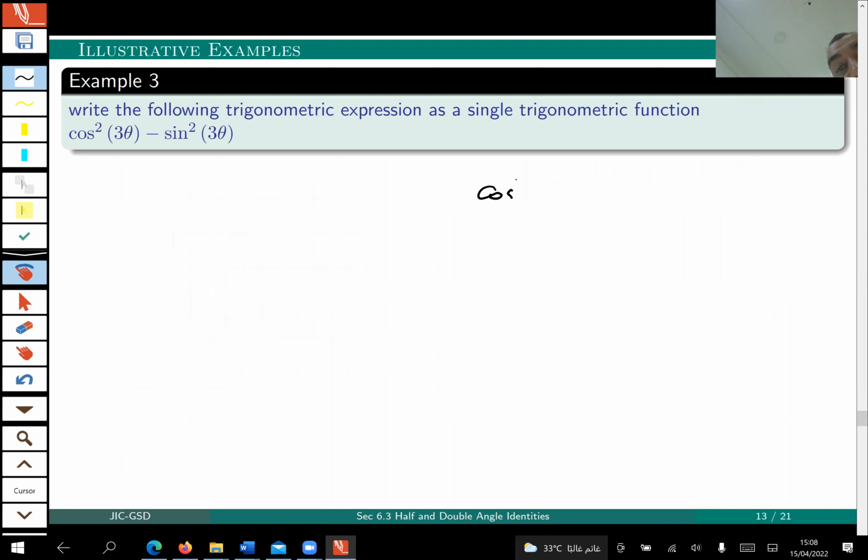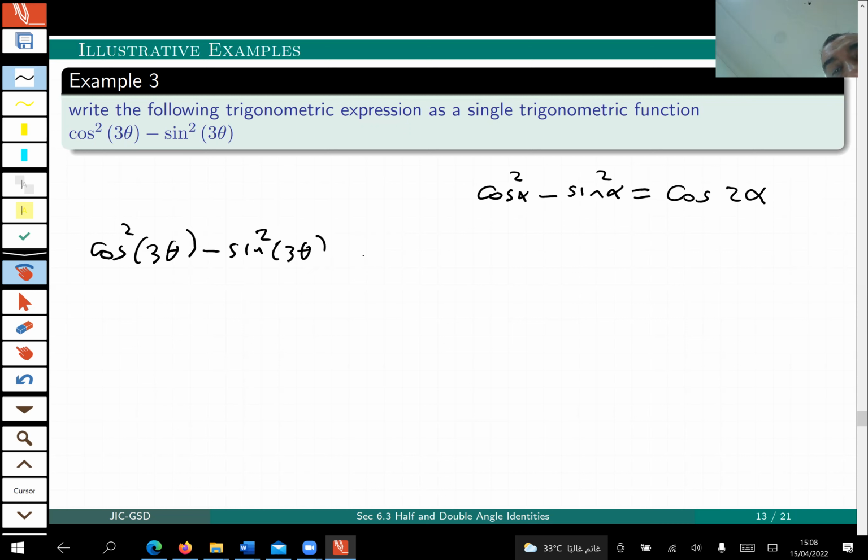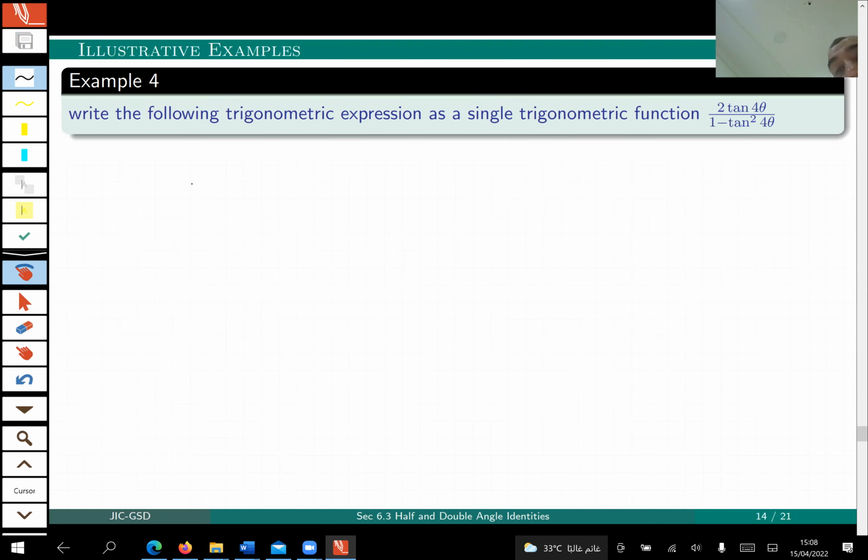Now, I have here the identity that says cosine squared of alpha minus sine squared of alpha is cosine 2 alpha. That's the identity for the double angle of cosine. So applying this identity here, cosine squared of 3 theta minus sine squared of 3 theta will be cosine of 2 times the angle. The angle is 3 theta.